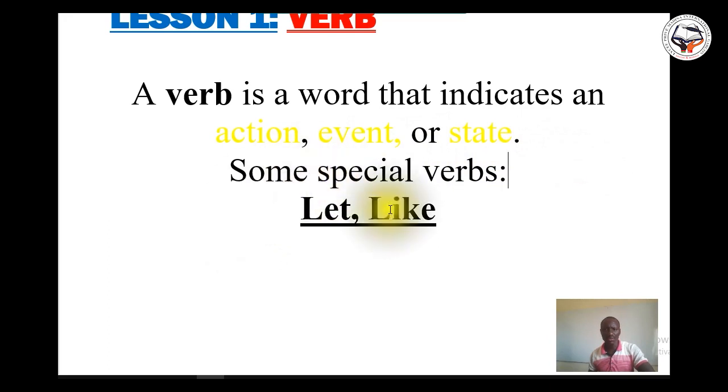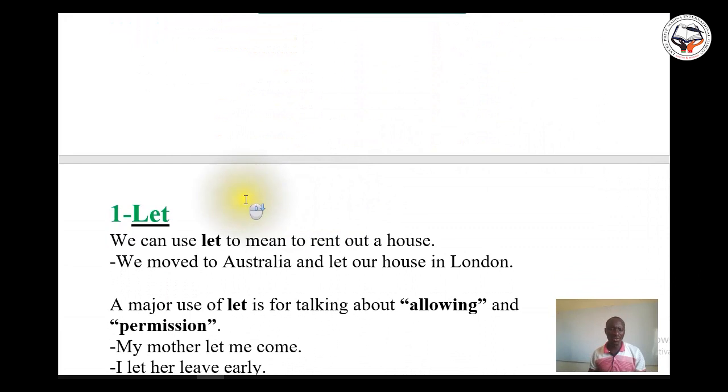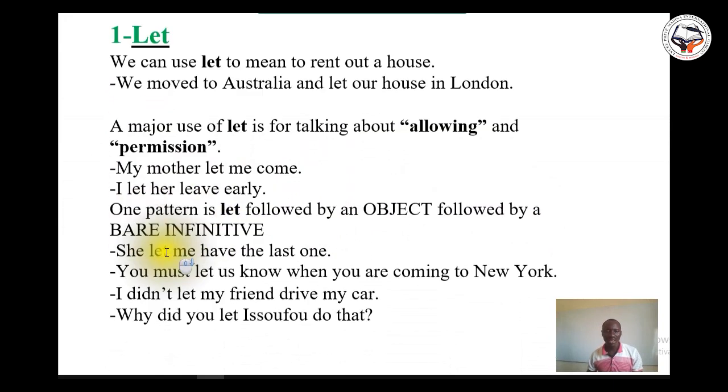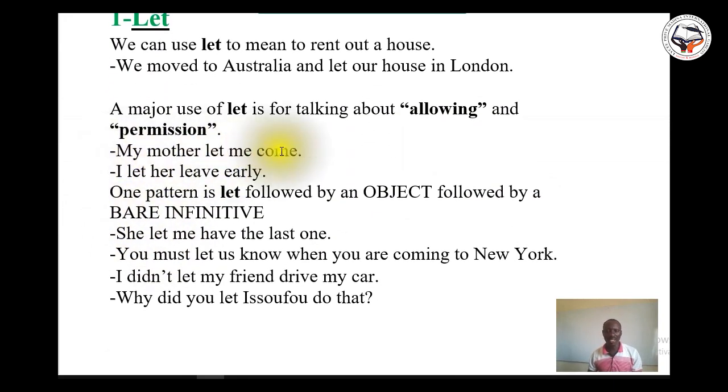So let's see some special verbs. Today we'll see let and like. The first is let. We can use let to mean to rent out a house. For example, we move to Australia and let our house in London. A major use of let is for talking about allowing and permission. For example, my mother let me come. I let her leave early.